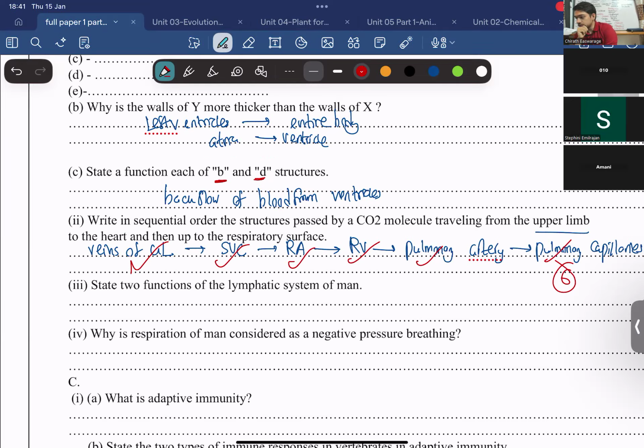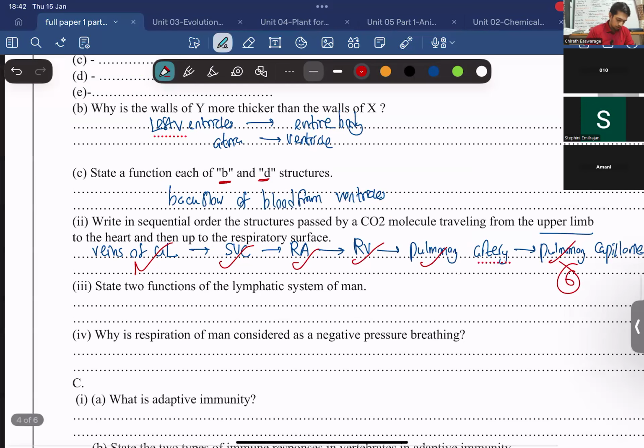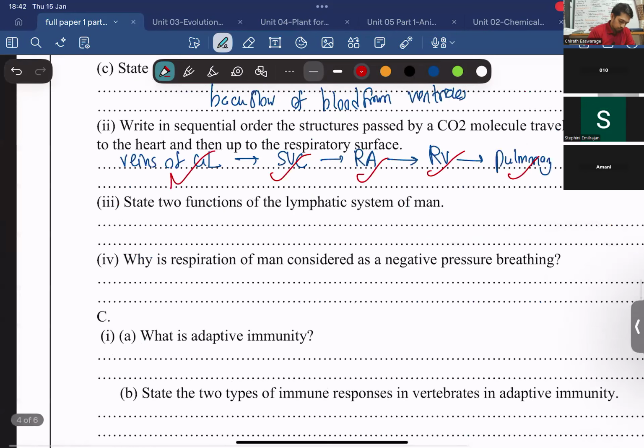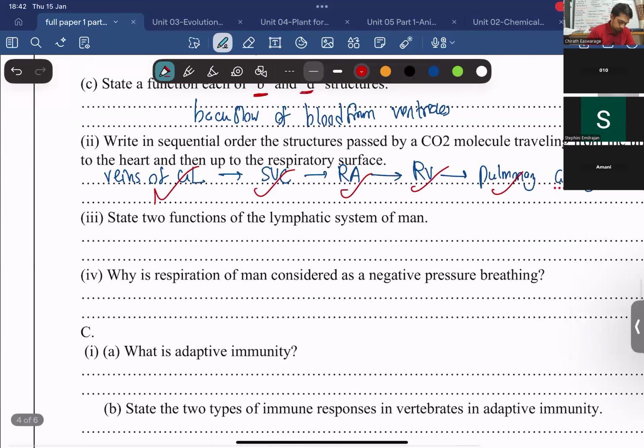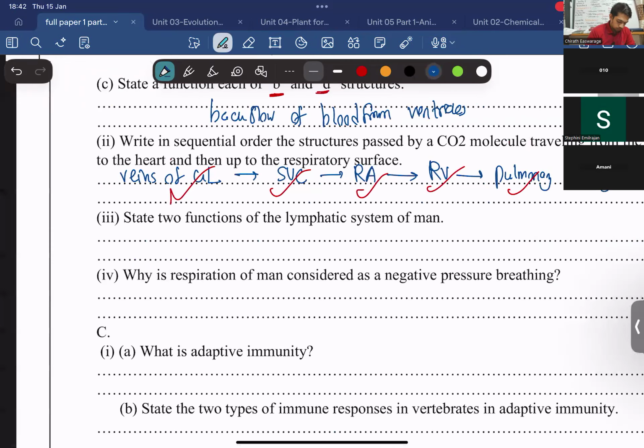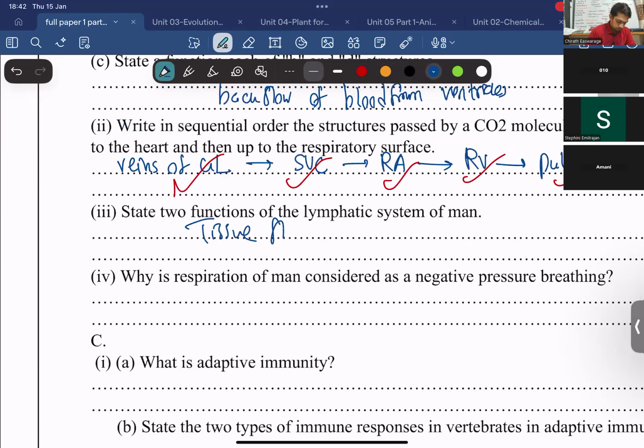That's the proper path. State two functions of the lymphatic system of man. We are coming back to the lymphatic system. What are the two functions? As I always tell, it's like our backup drainage system. So tissue fluid drainage to maintain blood volume. What would happen if your lymphatic vessels are blocked?